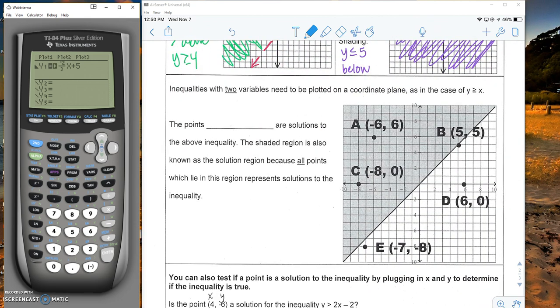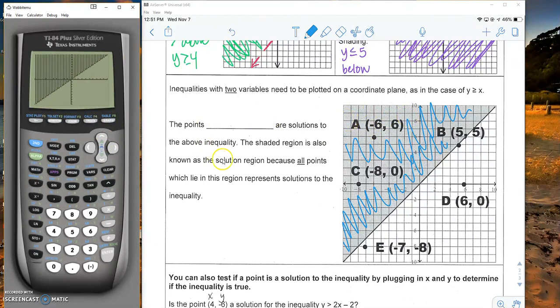Now, when we're looking at inequalities with two variables, we've plotted these. We have a solution, so this is our shaded area for the graph that is shown, and they are asking me for the points that would be solutions to the above inequality. So this is the inequality, y is greater than or equal to x. If you wanted to, you could graph this. It's not really necessary because it's already graphed for you. But if you wanted to, this is a greater than sign, so we would go above. And we would see the exact same thing on our paper.